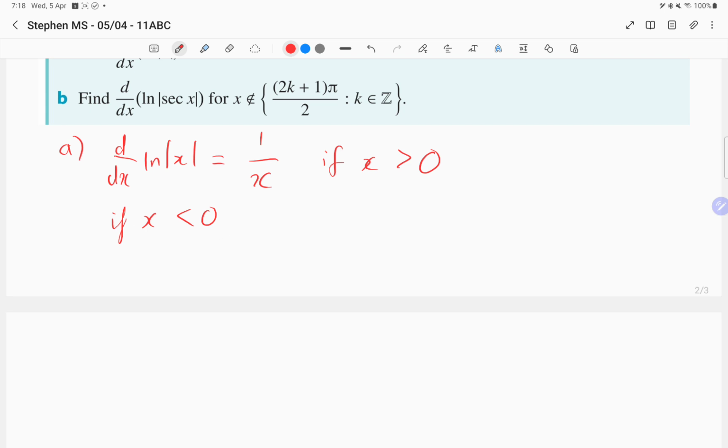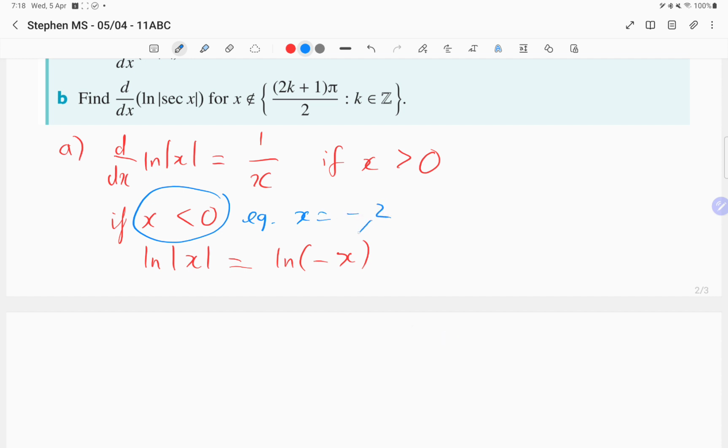So when x is less than 0, then technically ln of absolute value x would be ln of negative x, because x is less than 0. Well, can't you have that? Isn't that impossible? Wait, I'm saying x is less than 0. For example, x would be negative 2.